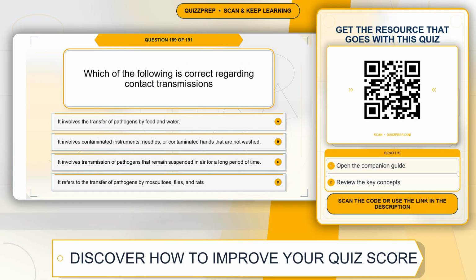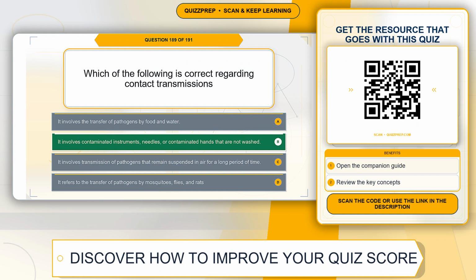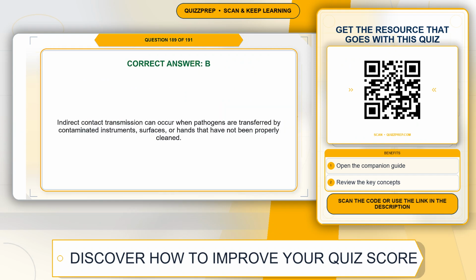Question 189. Which of the following is correct regarding contact transmissions? Option A, it involves the transfer of pathogens by food and water. Option B, it involves contaminated instruments, needles, or contaminated hands that are not washed. Option C, it involves transmission of pathogens that remain suspended in air for a long period of time. Option D, it refers to the transfer of pathogens by mosquitoes, flies, and rats. The correct answer is option B, it involves contaminated instruments, needles, or contaminated hands that are not washed. Explanation. Indirect contact transmission can occur when pathogens are transferred by contaminated instruments, surfaces, or hands that have not been properly cleaned.